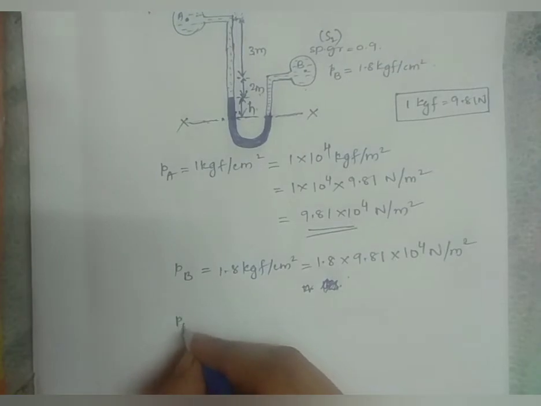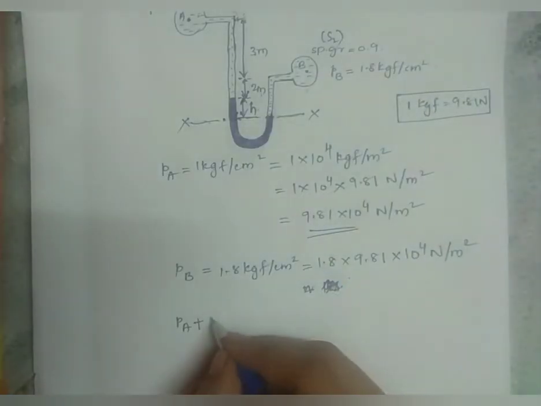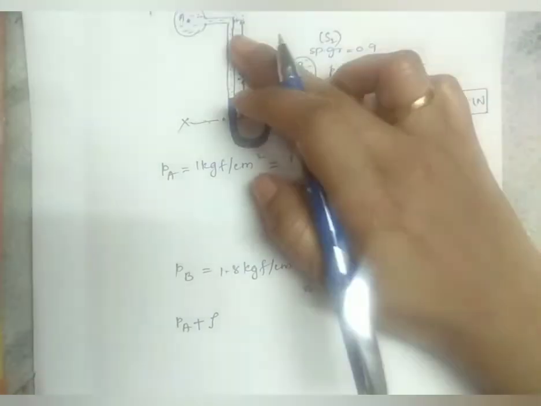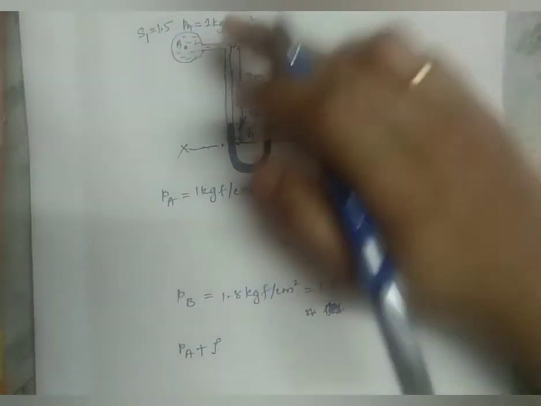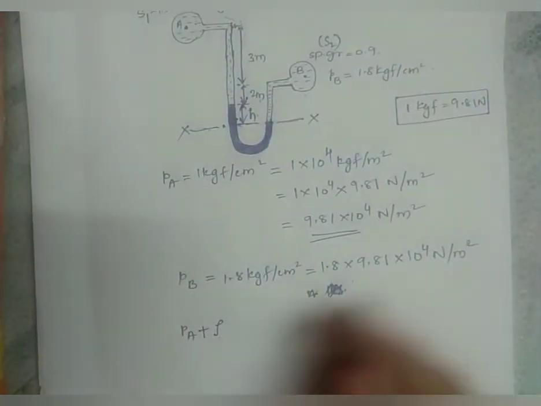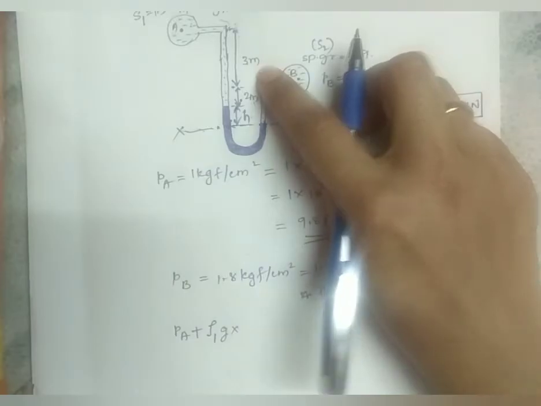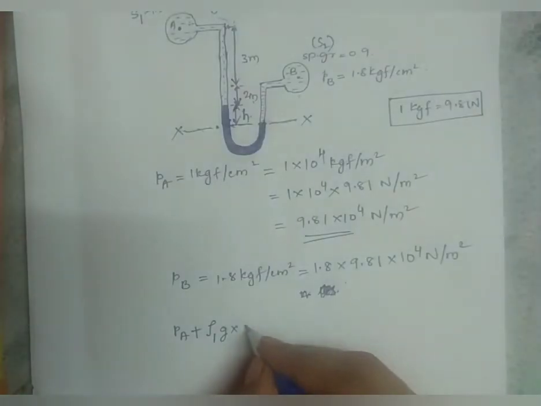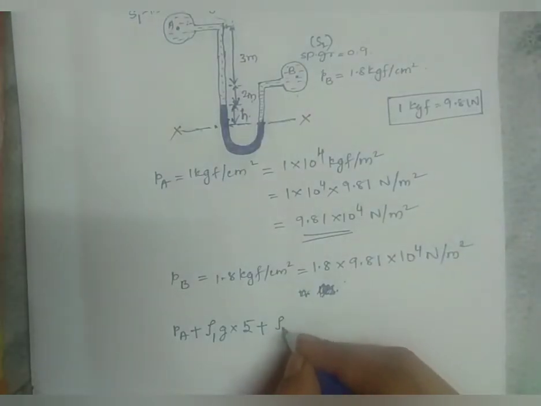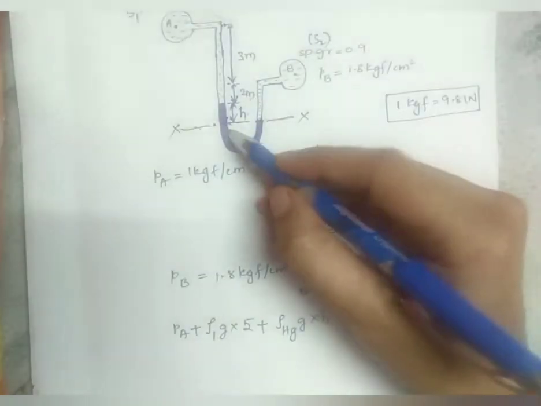So the left hand side is PA plus the pressure due to the liquid column. It is not water; this liquid has a specific gravity of 1.5. So it will be rho 1, the density of the first liquid, into G into 5 meters, since the height is 5 meters, plus due to the mercury column, rho Hg into G into H. So I got the pressure on the left.